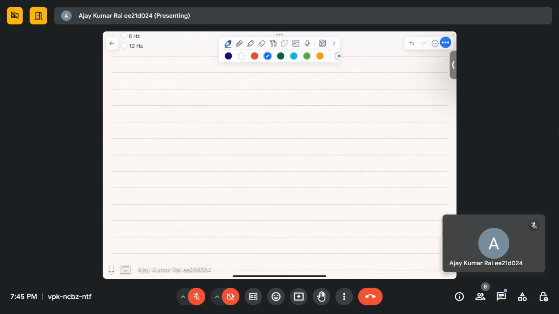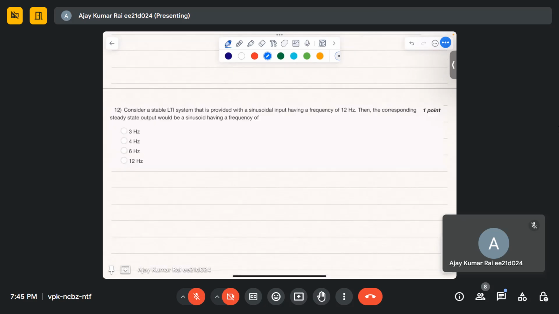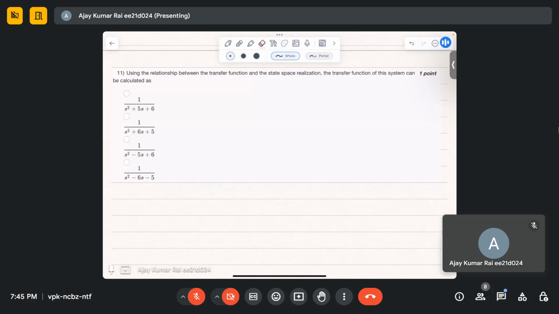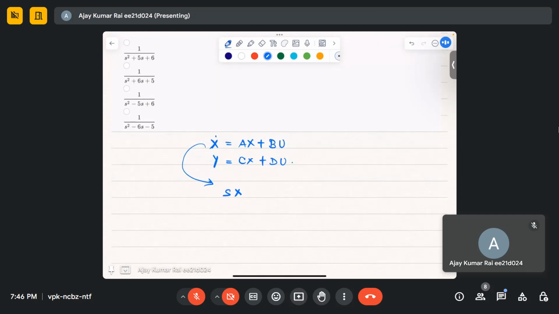So let me see again other questions. Very simple. Okay, so this is a very simple question actually. You have to find the transfer function, so we'll start from here. x dot is Ax plus Bu. And the other equation you know is y equal to Cx plus Du. So what we used to do, we used to take the Laplace of x dot, so we used to get s into X(s) minus x(0).